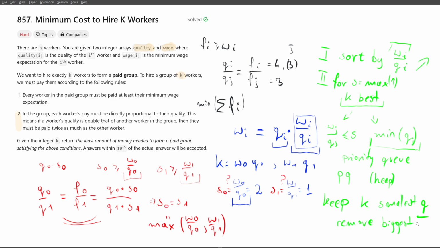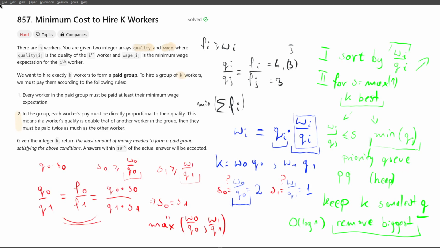And this is something that the priority queue will allow us to do. This priority queue will give us remove biggest in O of log n, same as insertion. And for keeping just k smallest, we just have to maintain this priority queue to be of size at most k.